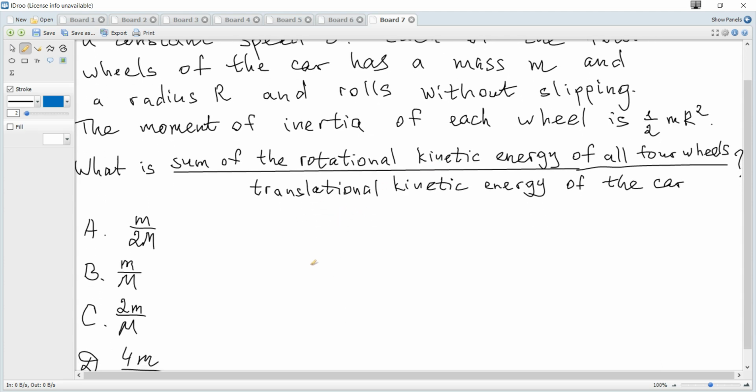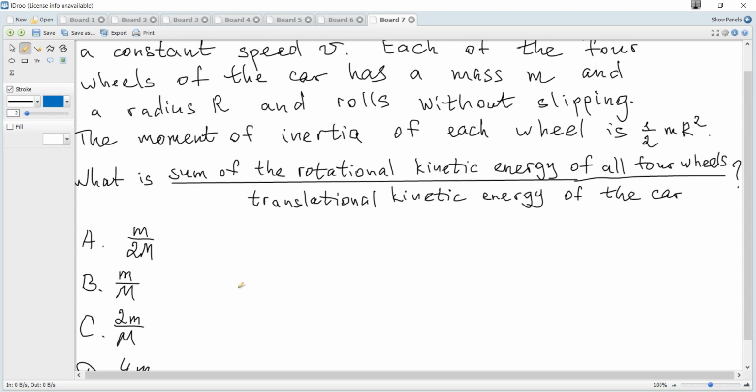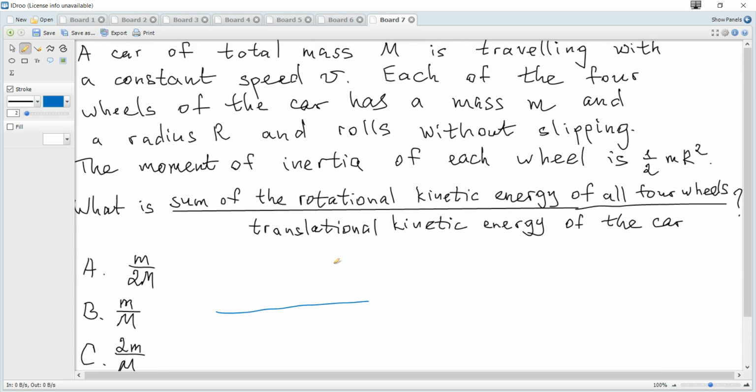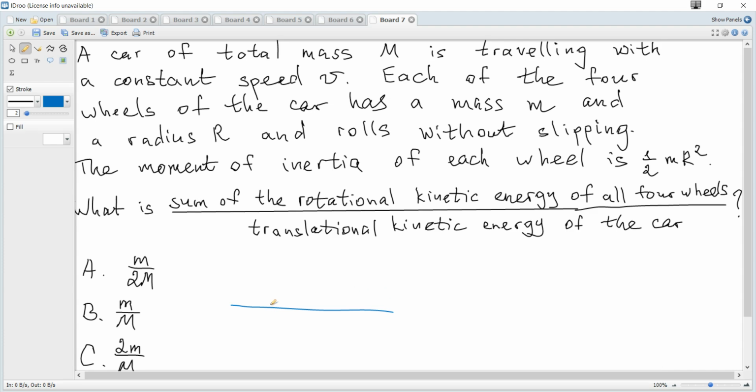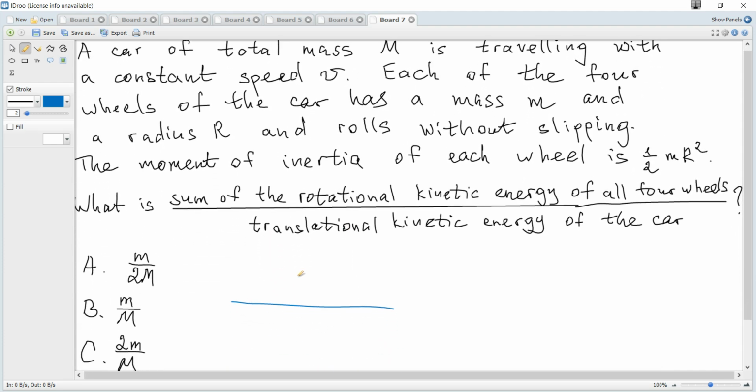Translational, it's what? M v squared over 2, and M is this capital M, and v squared, it's the linear speed of the car. And the sum of the rotational kinetic energy of all 4 wheels, so it's 4 multiplied by the rotational kinetic energy of 1 wheel.